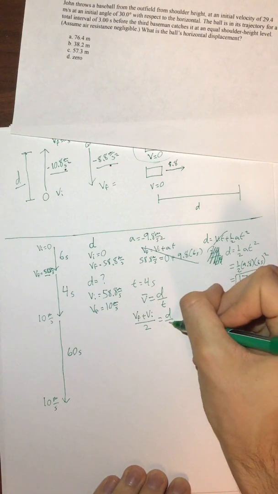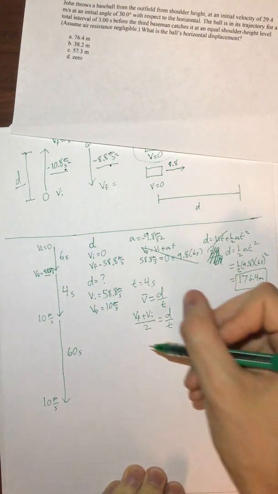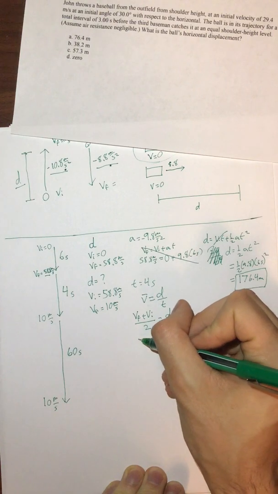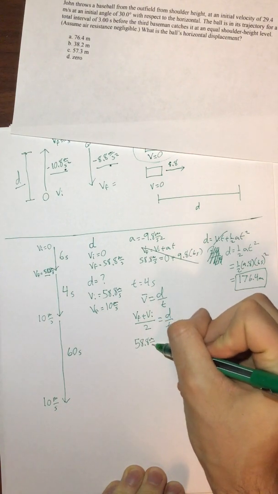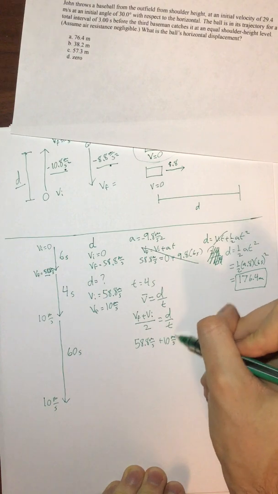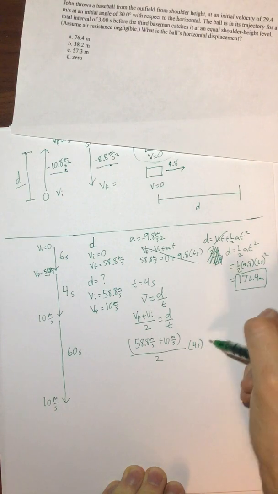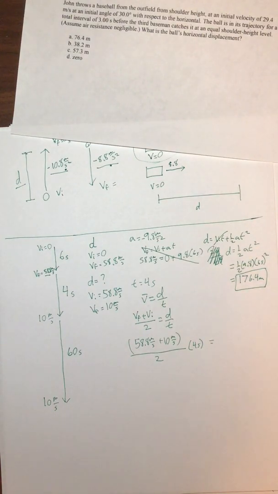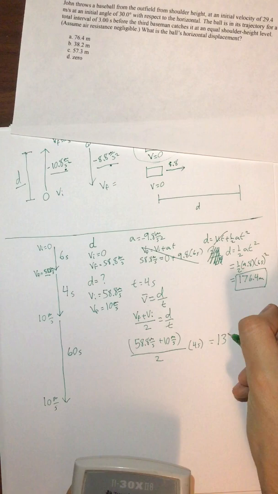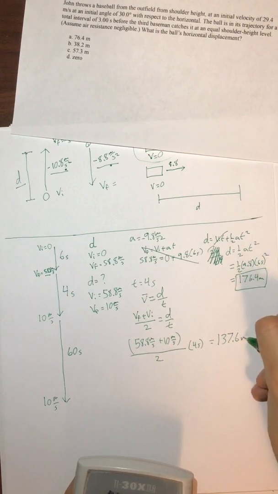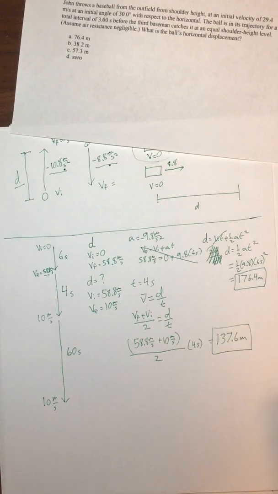If I set that equal to d over t, I can multiply both sides by t, and I can solve for displacement. So 58.8 meters per second plus 10 meters per second, all in parentheses, divided by 2, multiplied by the time of 4 seconds, gives me my displacement. So 58.8 plus 10 divided by 2, and then times 4. So this next section, she traveled 137.6 meters.